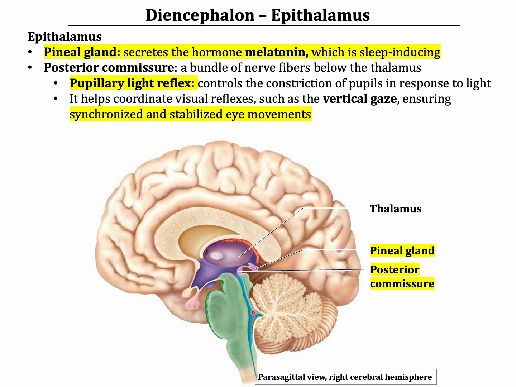For the epithalamus, this includes the pineal gland, which secretes melatonin that has a sleep-inducing effect. And it also involves the posterior commissure. So, these are commissure fibers, axons that are going to be connecting left and right cerebral hemispheres. This area in particular is involved with the pupillary light reflex, so it controls constriction of the pupil in response to light, and it controls other visual reflexes like vertical gaze, synchronizing and stabilizing our eye movements as well.